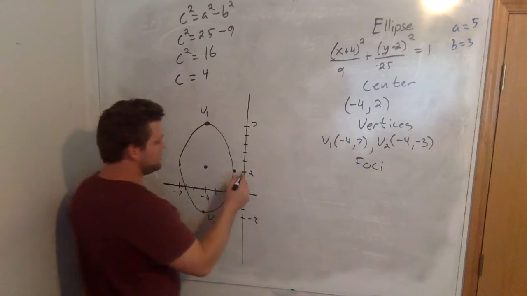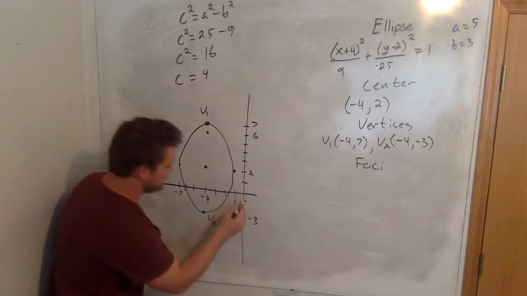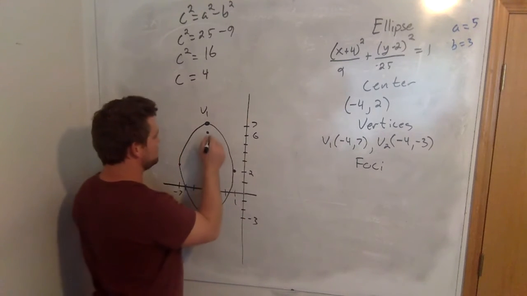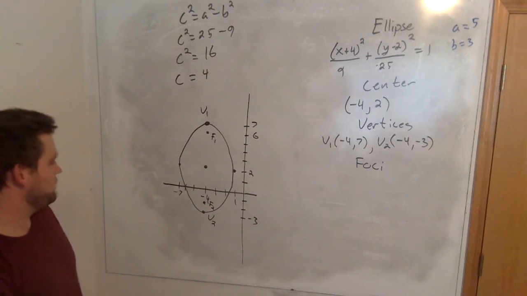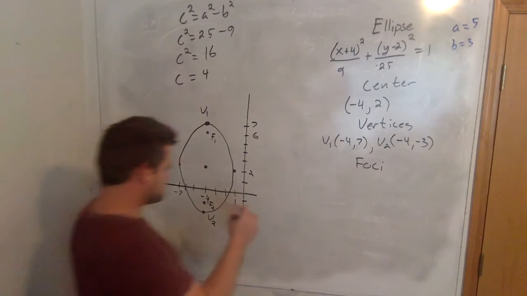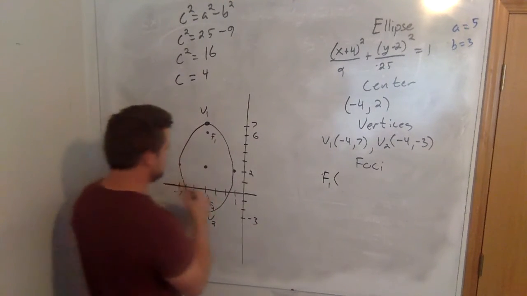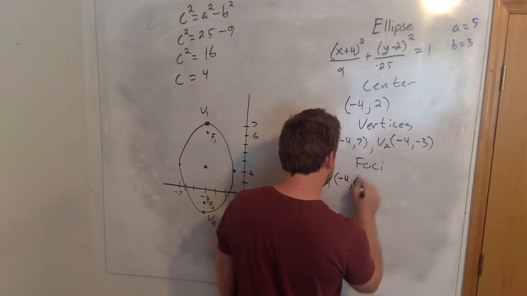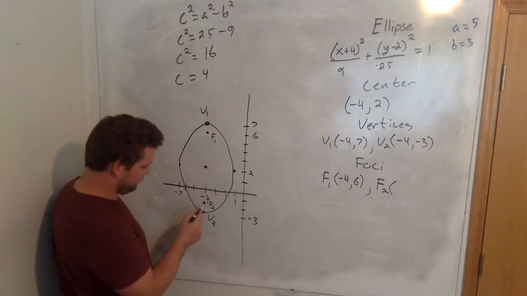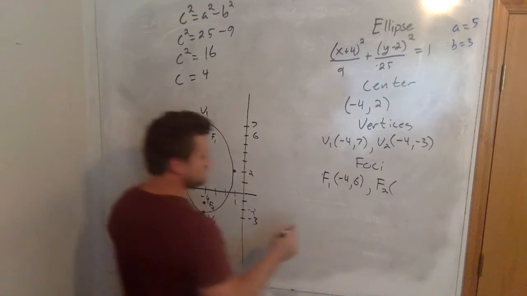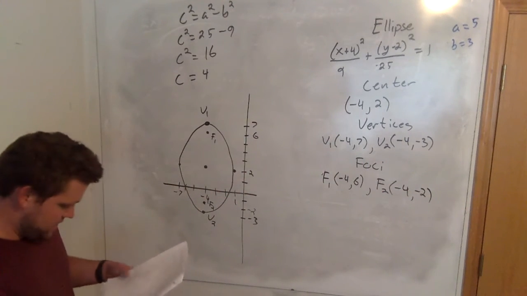Okay, so if we go up 4 units, 1, 2, 3, 4, this is where one of our foci will be. 1, 2, 3, 4, this is where the other focus will be. We'll call this focus 1 and focus 2. Focus 1 will have coordinates -4, 6. And focus 2 will have coordinates -4, -2. Beautiful. Okay. What else should we know?